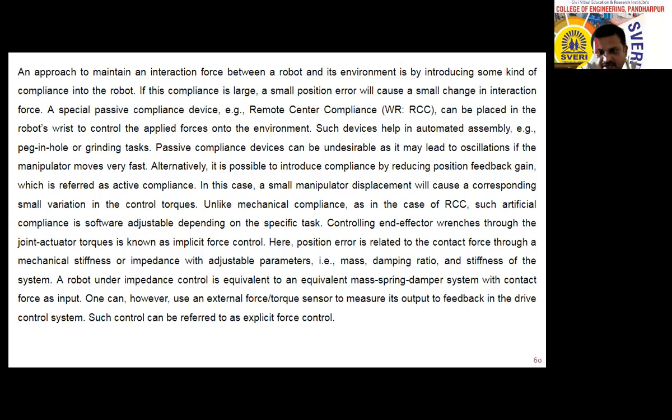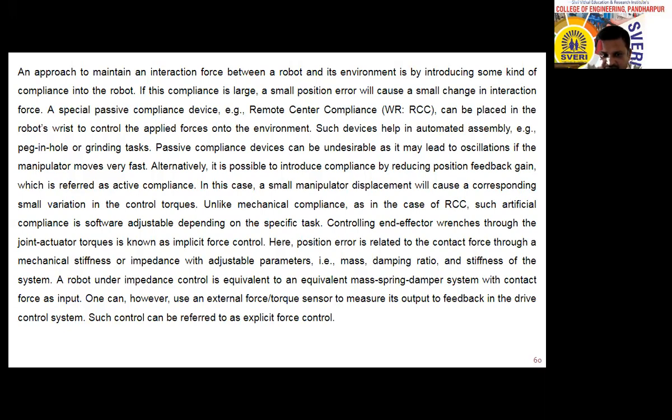Passive compliance devices can be undesirable as they may lead to oscillations if the manipulator moves very fast. Alternatively, it is possible to introduce compliance by reducing position feedback gain, which is referred to as active compliance. In this case, a small manipulator displacement will cause a corresponding small variation in the control torques. Unlike mechanical compliance, as in the case of RCC, such artificial compliance is software adjustable depending on the specific task.